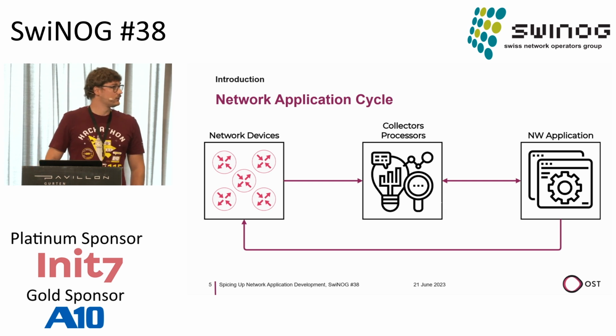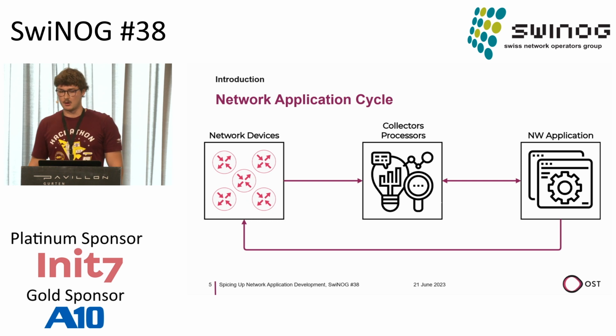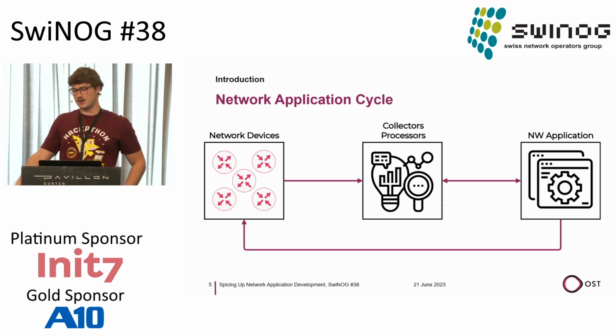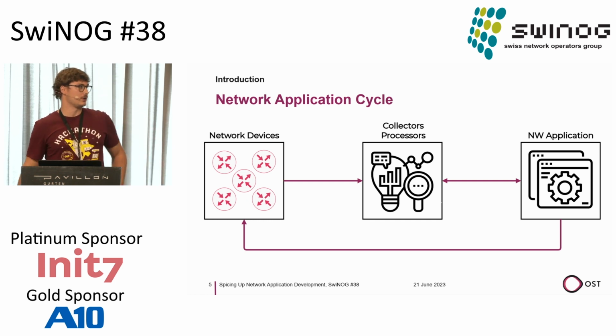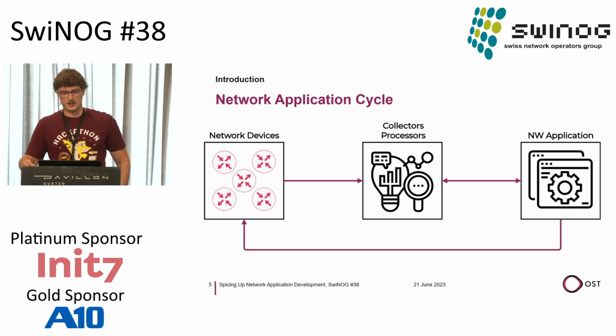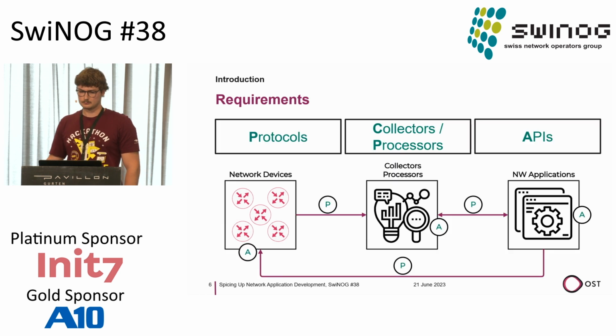So let's get started with the tech stuff. When we talk about network application development, we can see that as a network application cycle. So we have our beloved network, our network devices. We get data from them, we collect and process them somehow, and then the network application can retrieve this data, do some incredible stuff, and then write back the instructions to the network. So which requirements do we have?